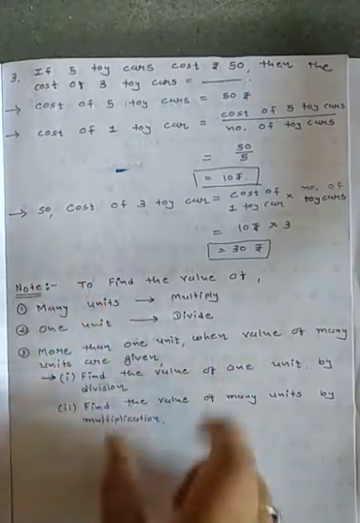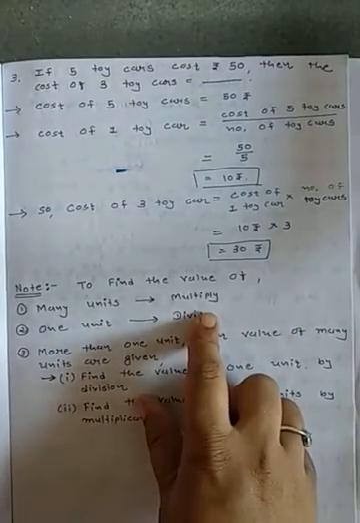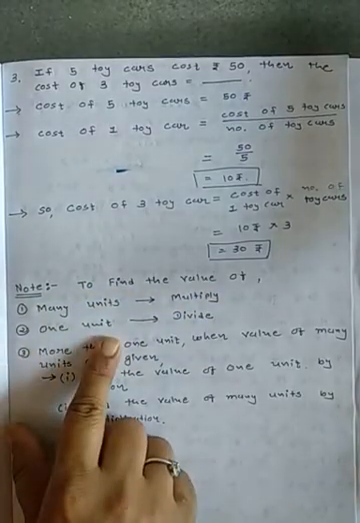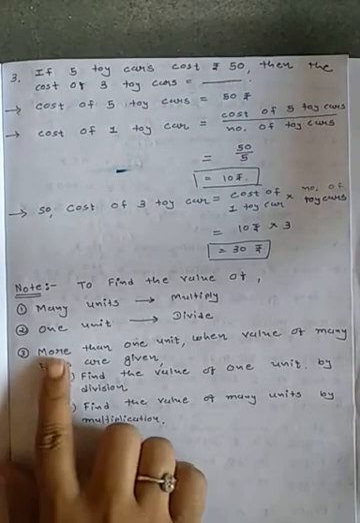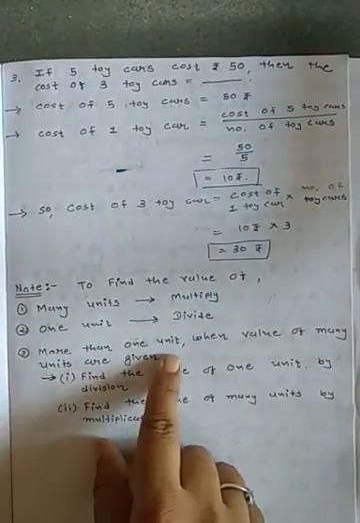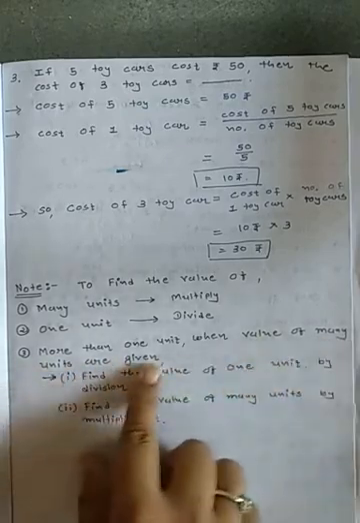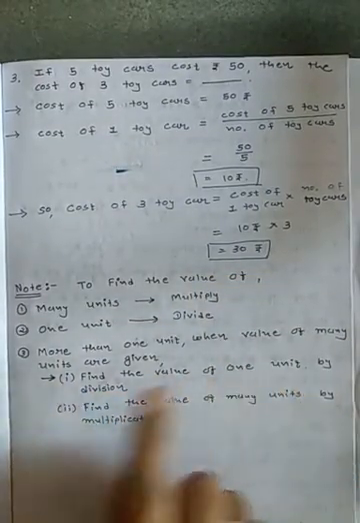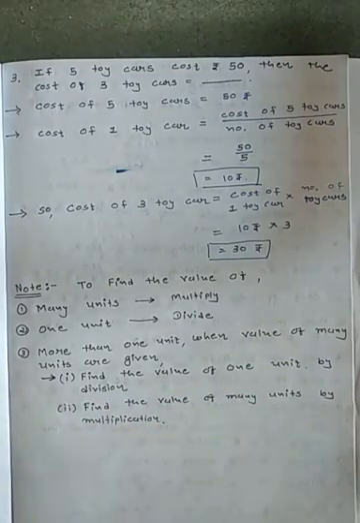If the question is to find the value of many units, then we have to do multiplication. If the question is to find the value of one unit, then we have to do division. And if the value of more than one unit is given, meaning the value of many units is given, then we have to do both things. Initially division to find the value of one unit, and then multiplication to find the value of many units. So let me start the exercise now.